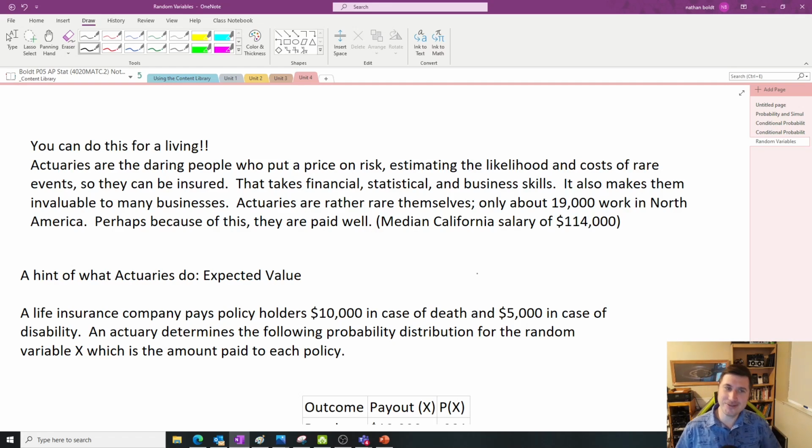So, you can do this for a living. Actuaries are the daring people who put a price on risk, and they definitely probably just sit in a cubicle, estimating the likelihood and costs of rare events so they can be insured. Has anybody ever heard of celebrities or musicians or famous people that insure different parts of their body? Like a violinist or a pianist might insure their hand for many thousands of dollars because if they break their hand or something, their livelihood is gone.